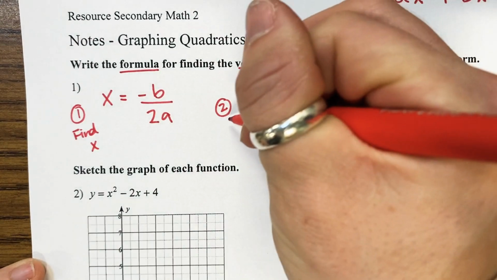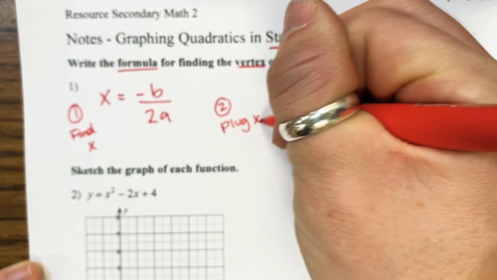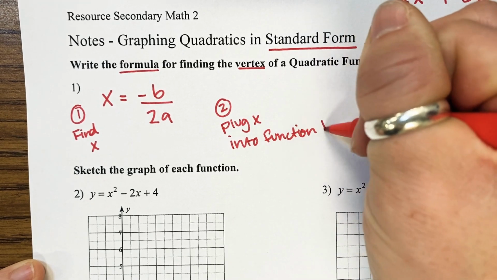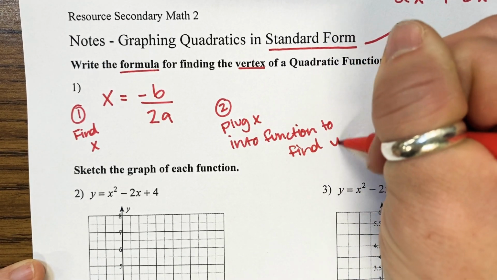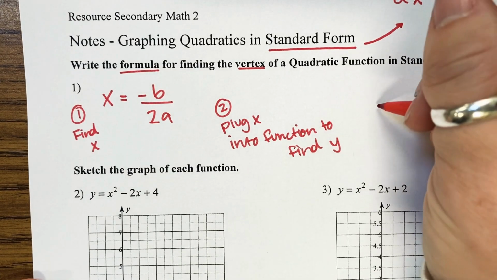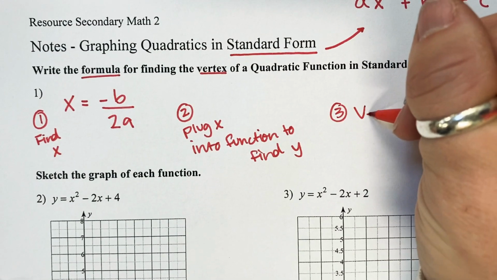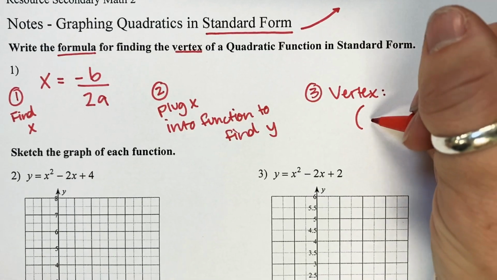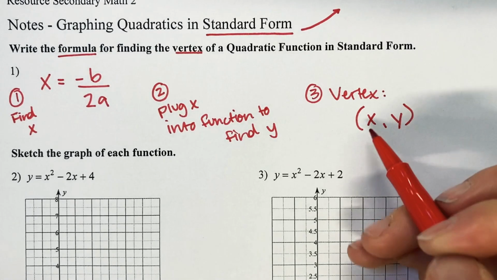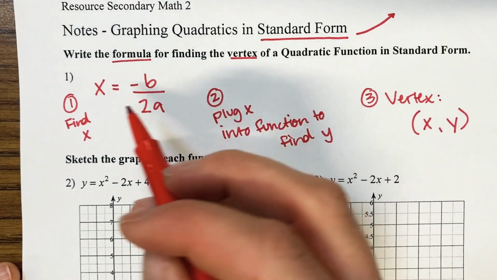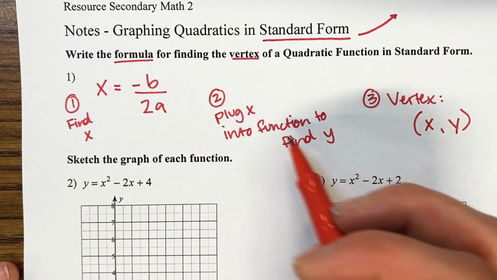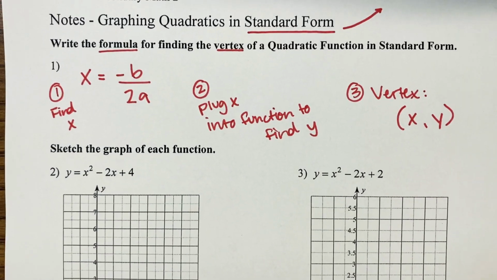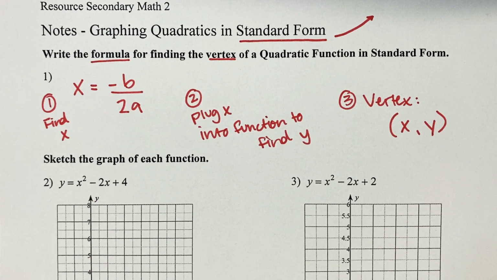Our second step is going to be to plug x into the function to find y. Because our vertex is a big important thing that we need, and we'll talk about what that actually is in a second. Our vertex is a coordinate point. Okay, we need x and y. We can't just have the x. First we find the x, second we use it to find y, and the third, then we'll have our vertex. Make sure you have those notes for number 1.